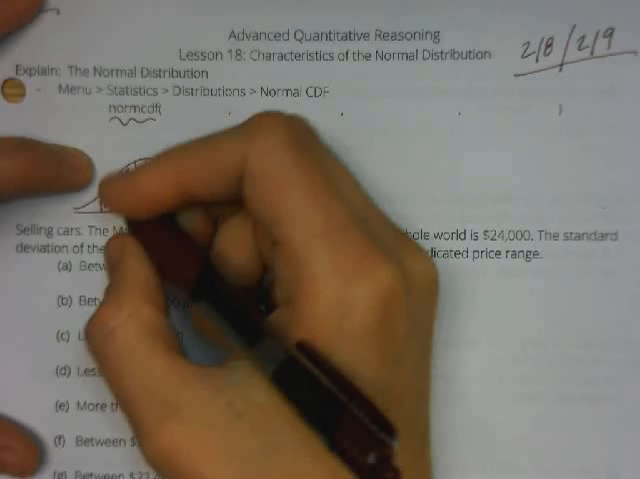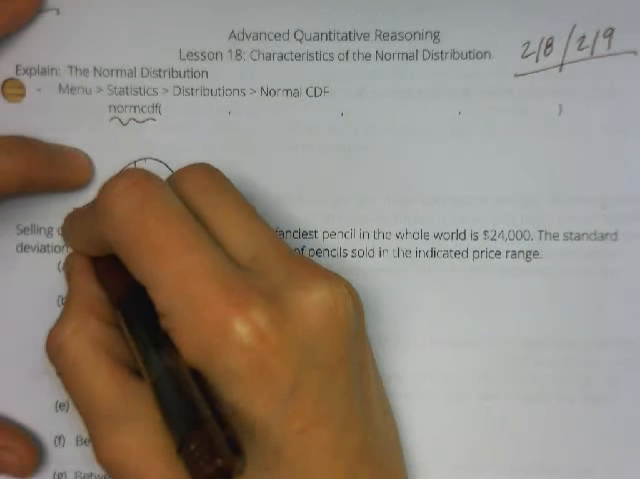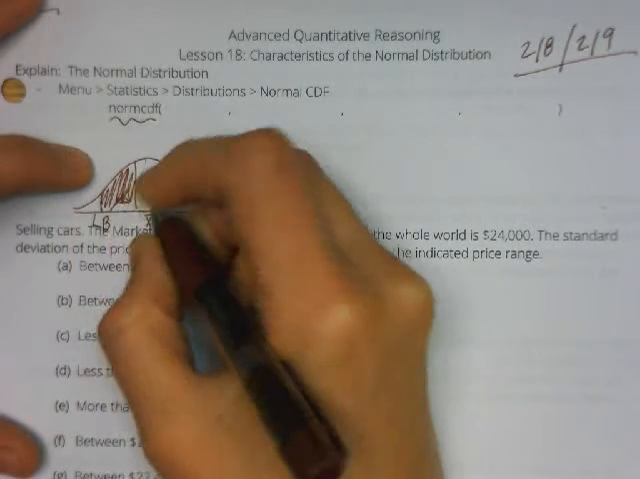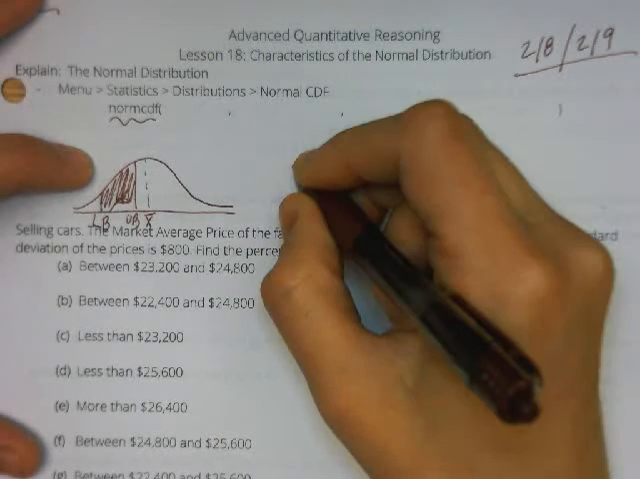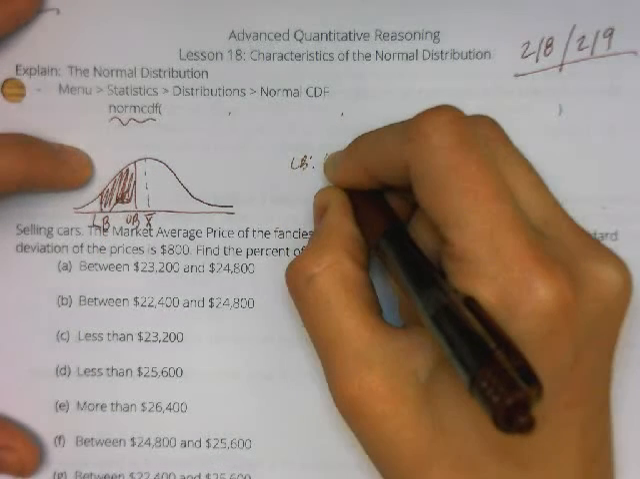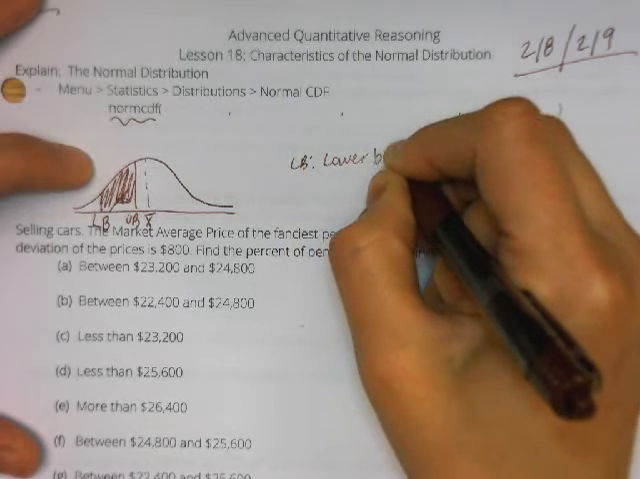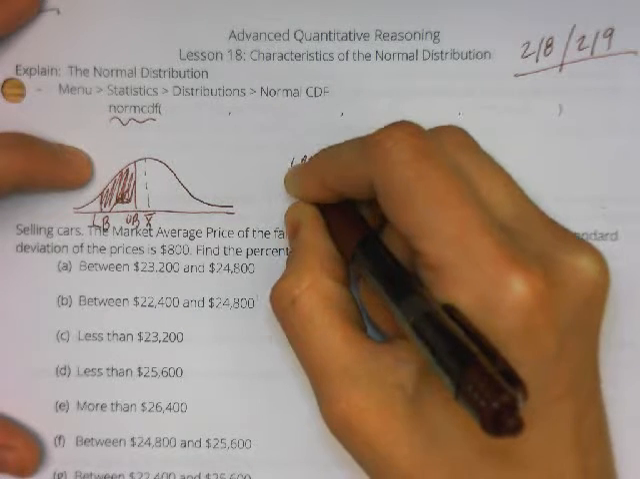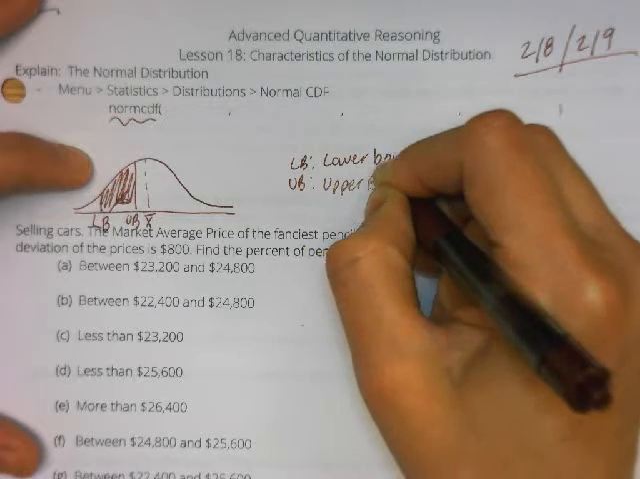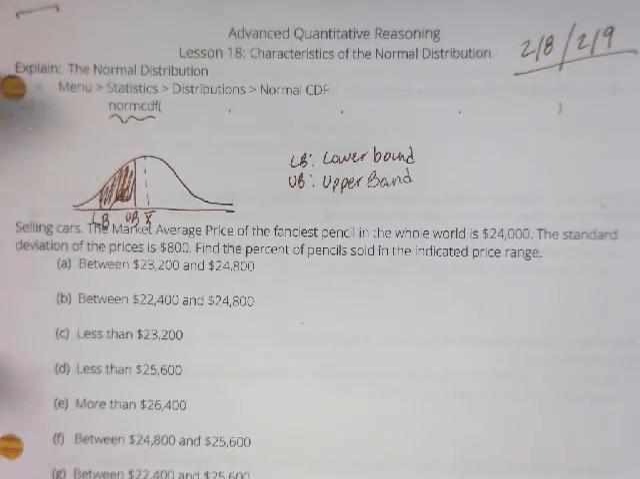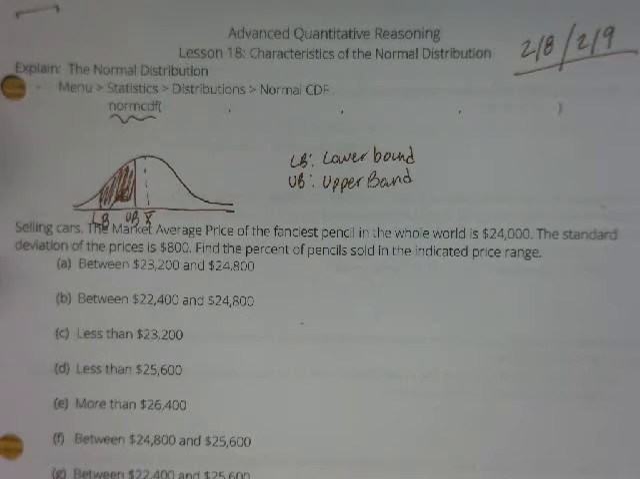Okay? So the lower of those values I'm going to call LB, and the upper of those values I'm going to call UB. So LB is your lower bound, UB is your upper bound. So your lower bound is going to be the lesser of the two, and your upper bound is going to be the greater of those two.